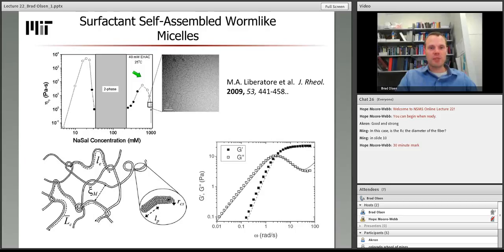And there's a cryo-TEM image, which is a little bit small, but hopefully shows you the same idea, that you can get these entangled micellar structures. And in the cryo-EM, this looks very, very similar to fibrillar networks of gel-forming molecules, the type of things that we were just discussing.